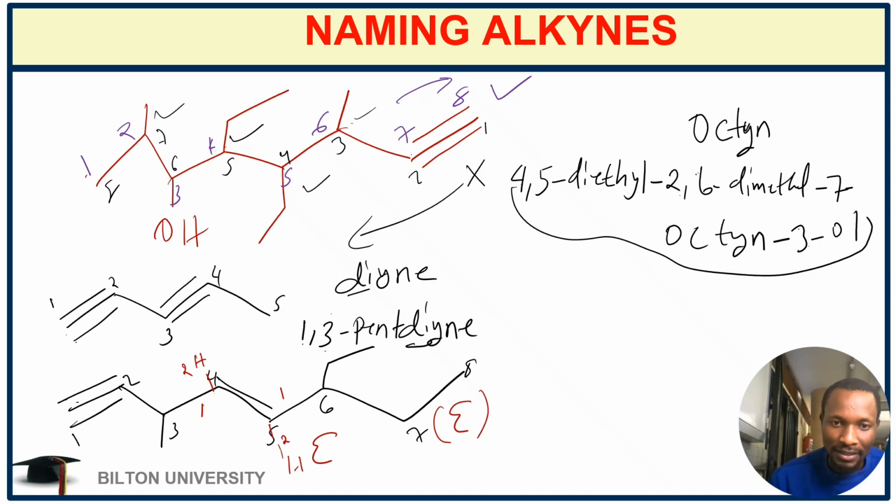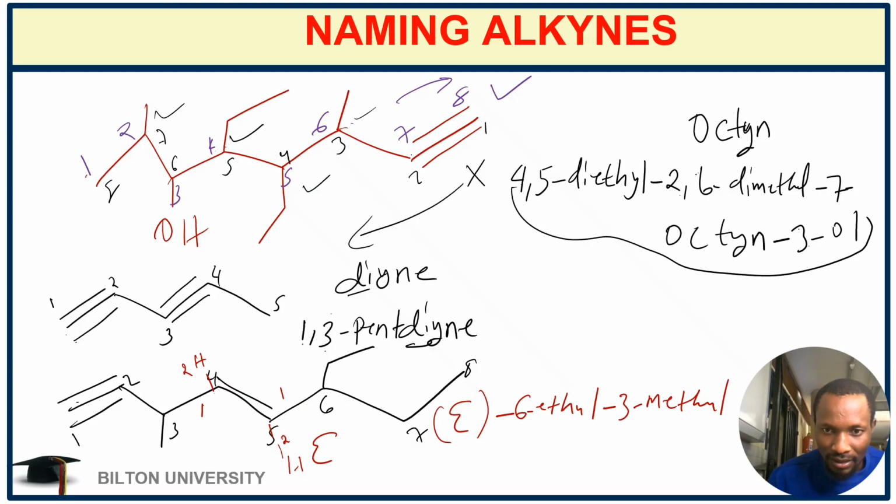So from here we can start to name our structure. We have E, and on carbon number 6 we have ethyl, so we're going to say 6 ethyl. And on carbon number 3 we have methyl, so we're going to say 3 methyl. Now let's look at carbon number 1 and carbon number 2, where we have a triple bond, and carbon number 4 and carbon number 5, where we have a double bond, and our structure has 8 carbons, which is going to be oct.